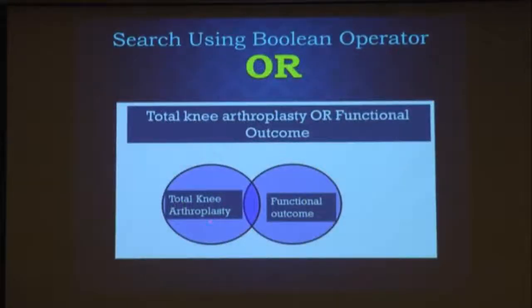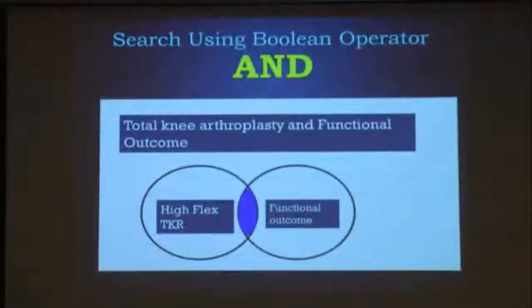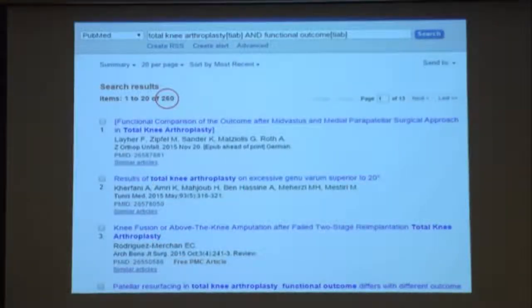So first keyword, second keyword, if I use OR as the operator, it gives me all the articles containing the first keyword, the second keyword, as well as both the keywords. If I put it there, it gives me 27,000 articles. If I replace OR by AND, it gives me articles containing both the keywords only. And it reduced from 27,000 to 260. So that's how you use your operator here: the first keyword, first field, first operator, second keyword, and second field.